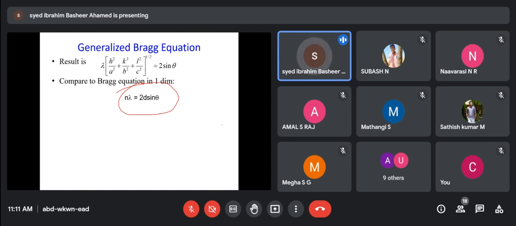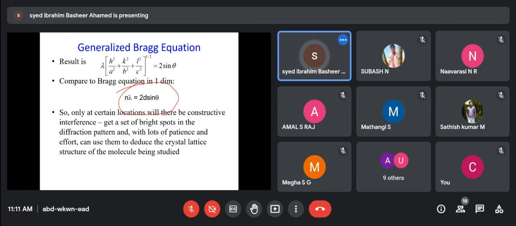So both the Laplace condition and Bragg's equation set a condition in order to have diffraction from the lattice points.